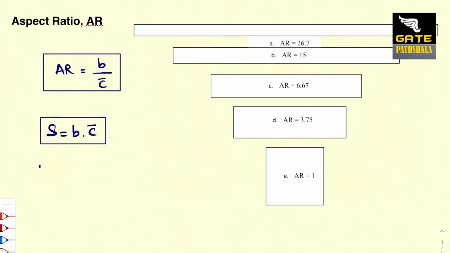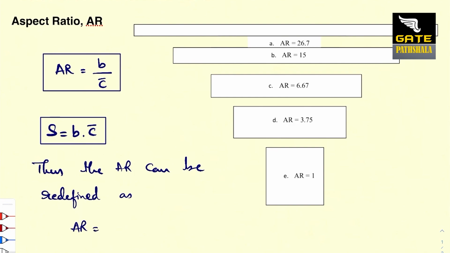Thus, the aspect ratio can be redefined as aspect ratio equals B by C bar. If I multiply and divide by B, I can write it as B square by S. This equation is not to be used for a wing with geometry other than rectangular, such as triangle, trapezoid, or ellipse, except when the span is redefined like we did in this figure.